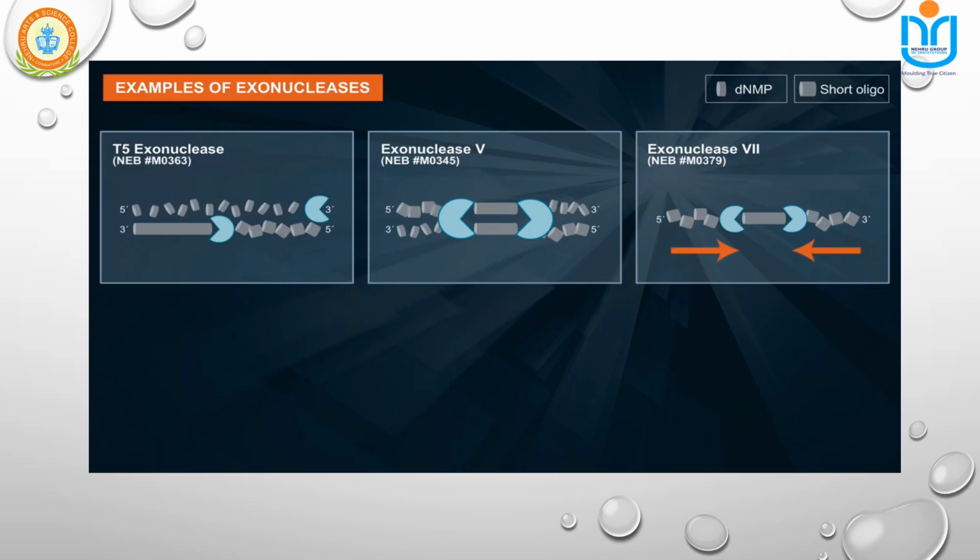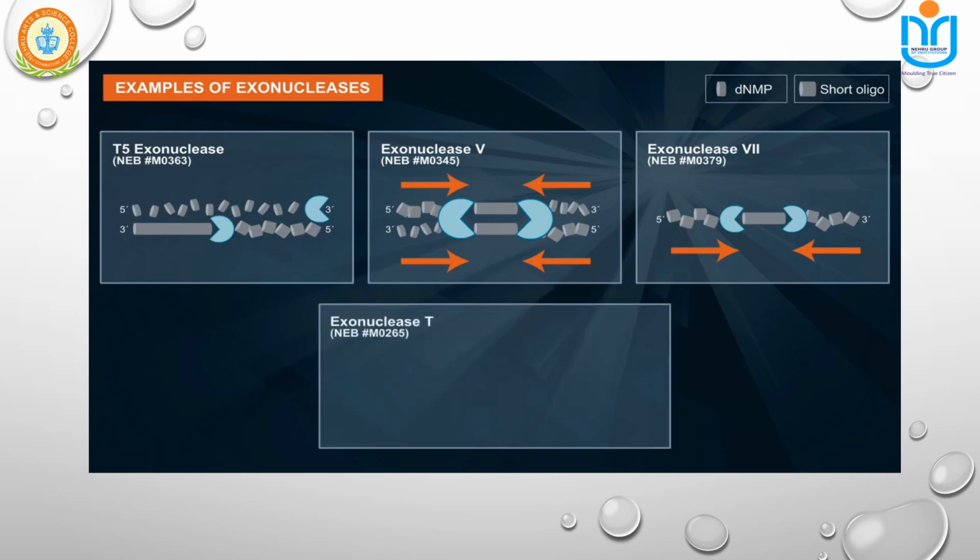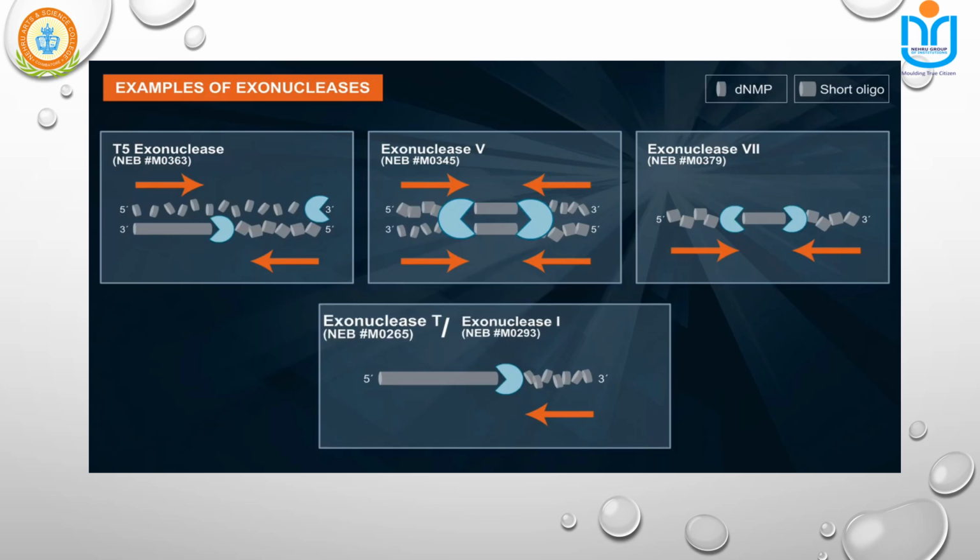Exonucleases, such as EXO7 and EXO5, digest in both the 5' to 3' and the 3' to 5' direction, while others, such as EXOT and EXO1, only work in one direction. Some exonucleases, such as EXO1 and EXOT, only digest single-stranded DNA while leaving behind double-stranded DNA. This can be useful to remove PCR primers, for example.